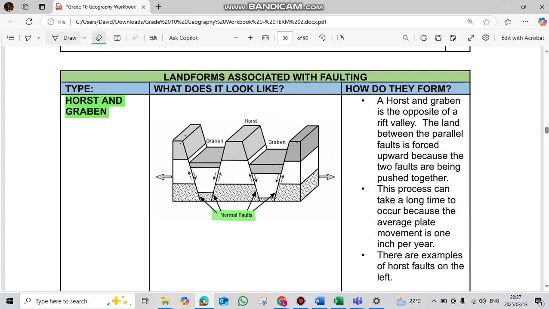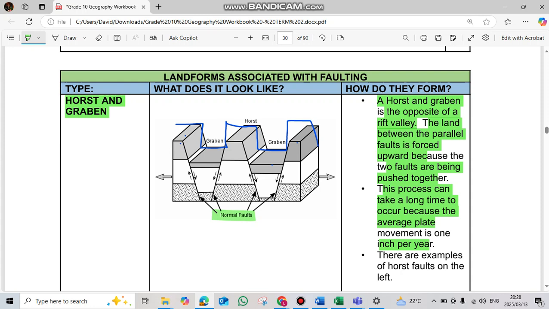The reason why we call it a block mountain is because it takes the appearance of blocks. So if we look at or revise how they're formed, a Horst and Graben is the opposite of a rift valley. The land between the parallel faults is forced upwards, so here we see it, because the two faults are being pushed together.